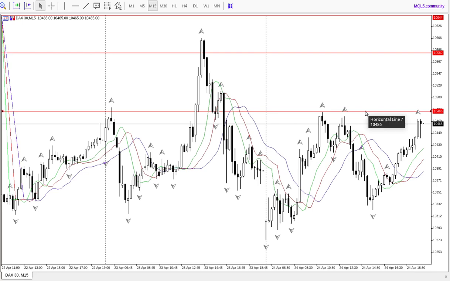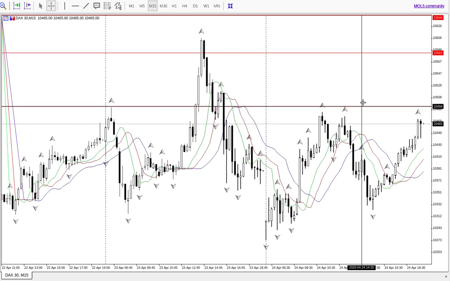So a pullback into this area of 10,486, and it holds that level and starts rolling to the upside again. In other words, you're looking for some price action, whether it's a range bar or inside bar, engulfing bar, some decent price action, double bottom. Then what you're looking for is to get in long on that very tight stop, and you're looking for the top of the range. That should give you a few points.